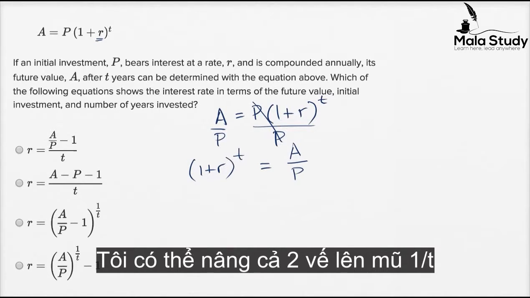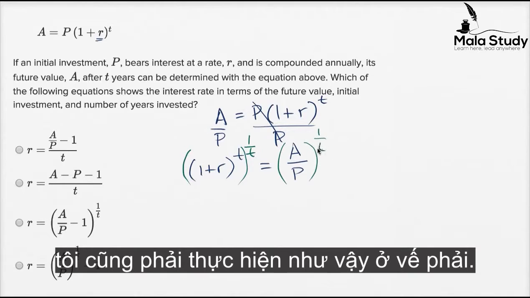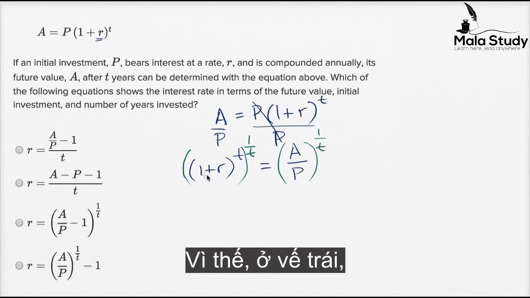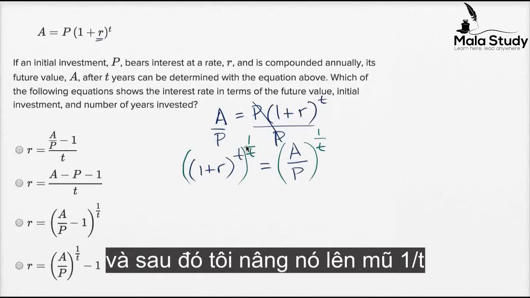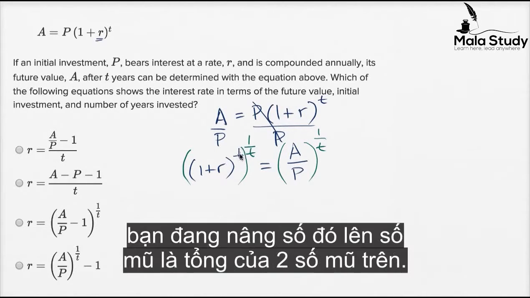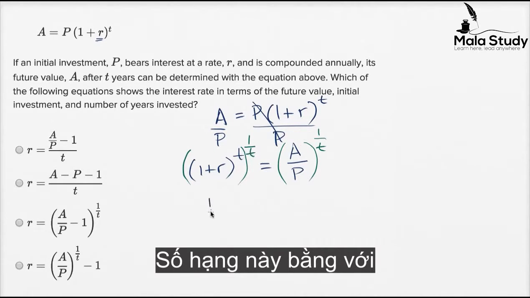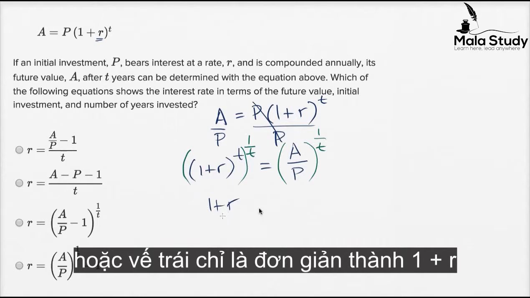Well, I could raise both sides to the 1 over T power. If I do it on the left side, I have to do it to the right side as well. On the left-hand side, if I raise something to the T and then raise it to the 1 over T, remember, if you raise something to an exponent and then raise it to another exponent, you're raising it to the product of these two exponents. So this is equivalent to just raising 1 plus R to the first power, or this is just going to simplify to 1 plus R on the left-hand side.